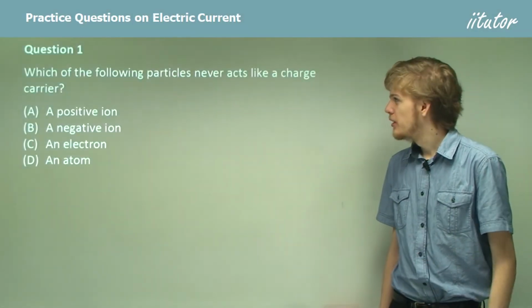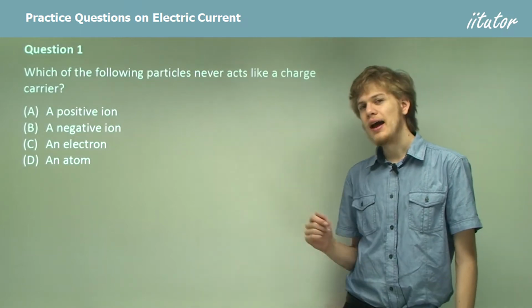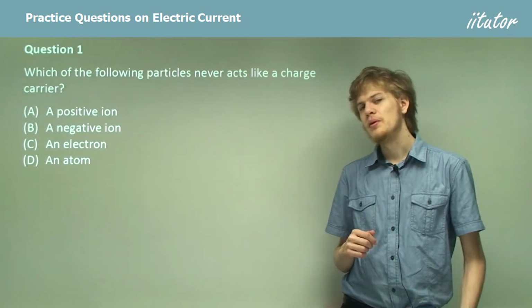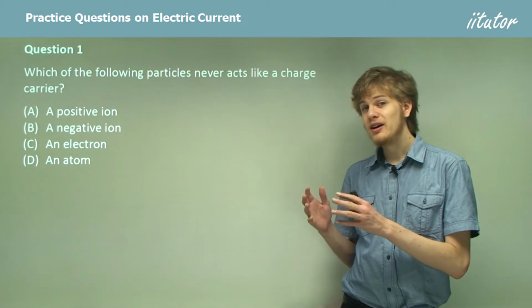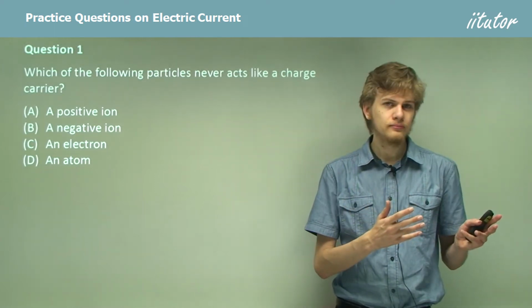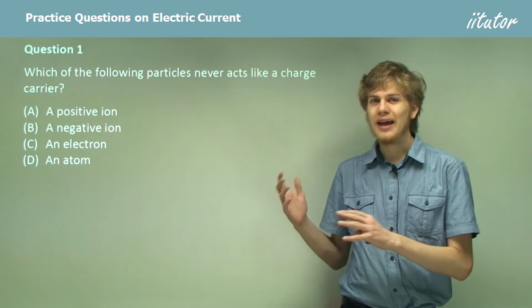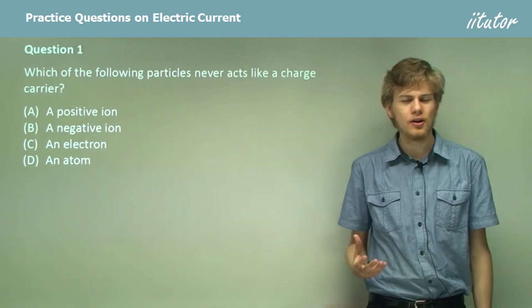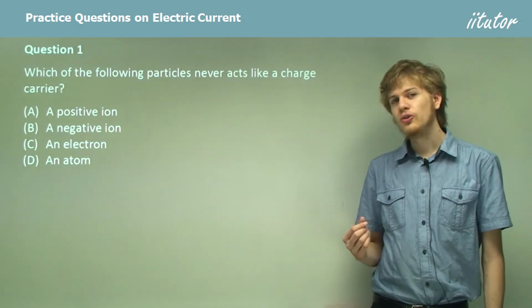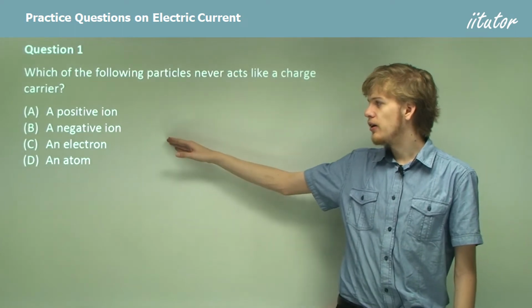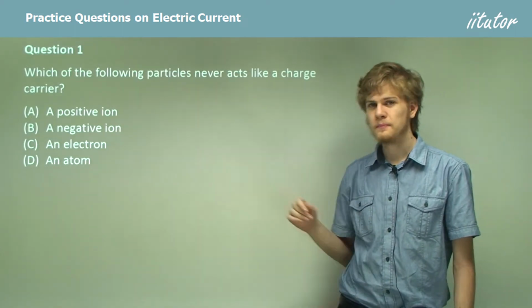Question 1. Which of the following particles never acts like a charge carrier? Now remember, a charge carrier is any charged particle that is free to move. If it can move, then it can carry charge and cause an electric current. So our options are a positive ion, a negative ion, an electron, or an atom.